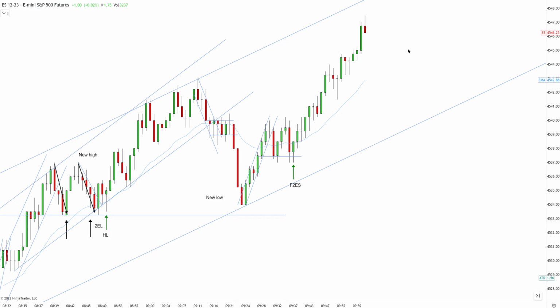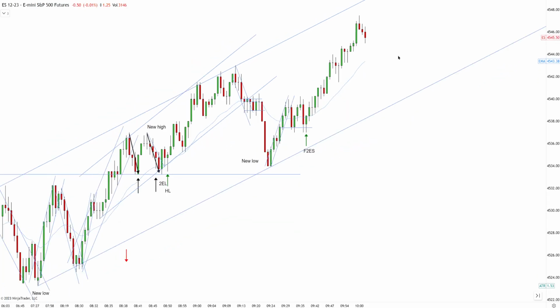Price action keeps working higher. So right now at this point, I'm definitely trusting this uptrend. This bounce confirmed it. This is a very strong push phase. So I keep it simple.